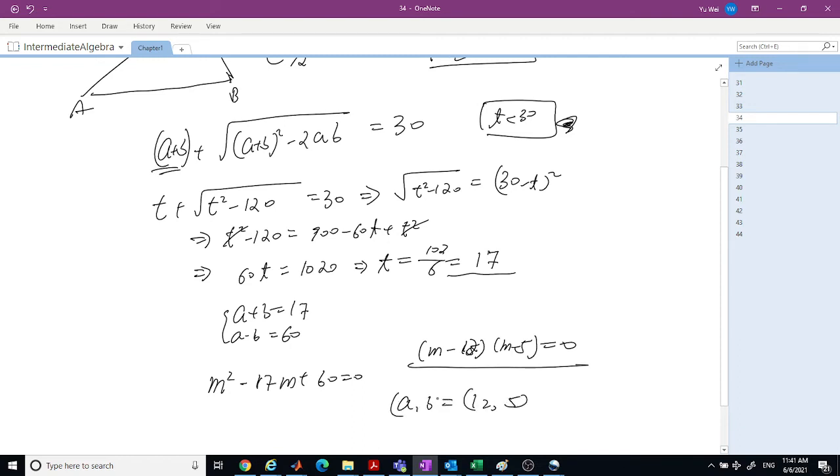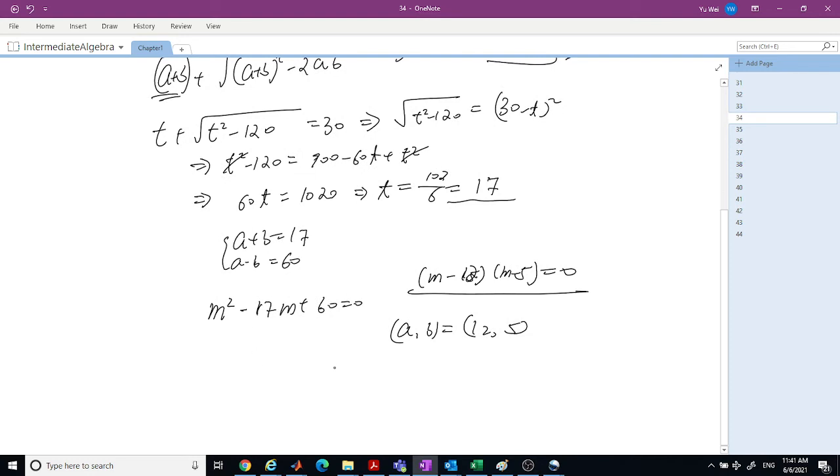No matter which one, it doesn't matter, right? So if you know the two legs are 12 and 5, then you know c is equal to 13. So that's why the answer is 5, 12, 13.